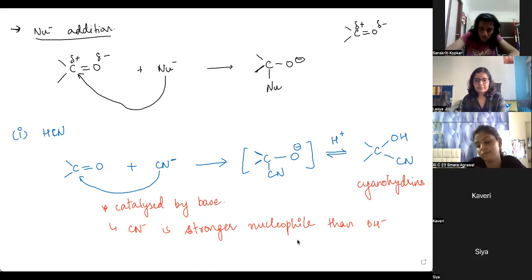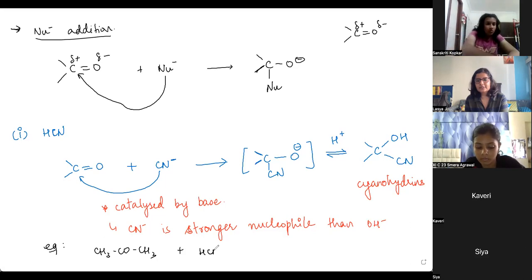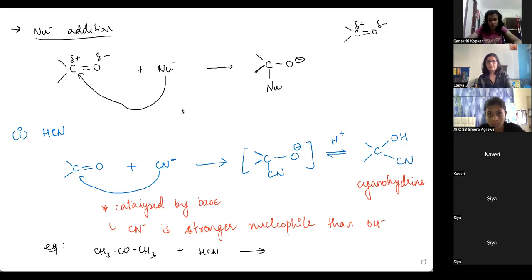All right. Simple. Let's do a couple of examples based on this. What happens when acetone reacts with HCN? Suppose I have CH3COCH3 plus HCN. Give me the final product that you get.